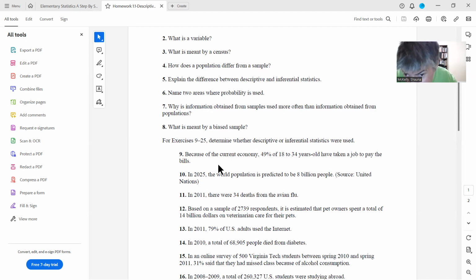Number 10 is an inferential situation. In 2025, the world population is predicted to be 8 billion people. It's a prediction. It hasn't happened yet. It's a prediction there. Okay.